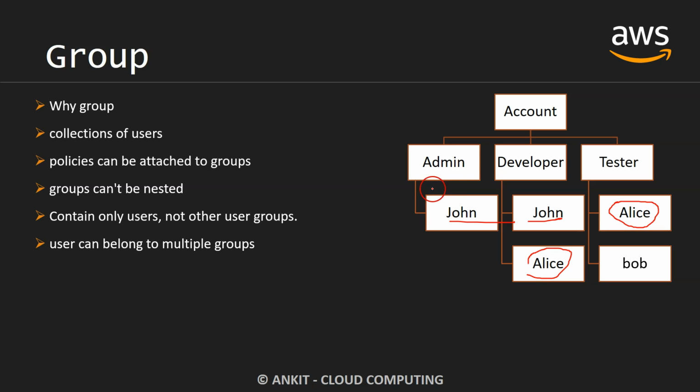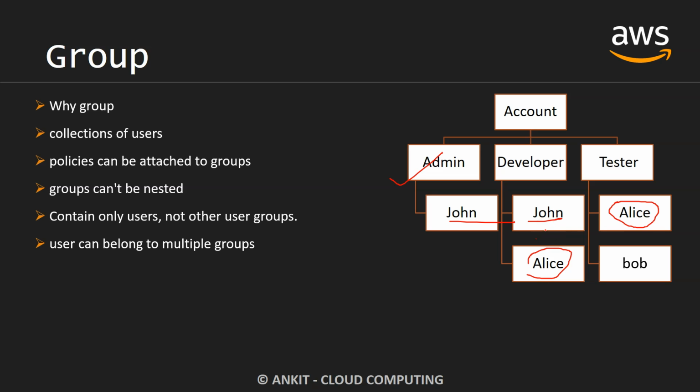Now, how will this group be helpful? Whatever permission you assign, let's say admin level, automatically every single user who is part of that admin group will inherit all those permissions. Let's say you assign the developer group some particular Amazon Cognito-related services, automatically John and Alice will get those permissions, and you do not need to assign those permissions individually.